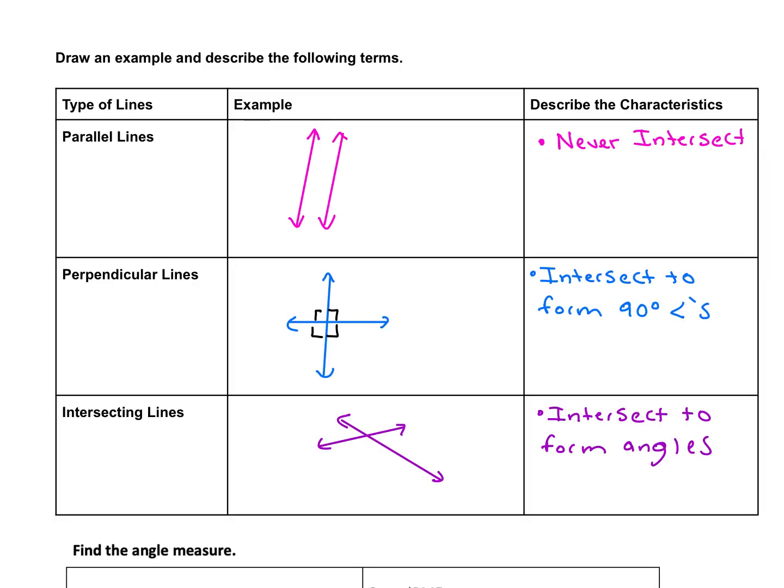Take a look here for parallel lines. Remember, they never intersect. What does intersect mean? Intersect means that they cross. Intersecting lines cross. Perpendicular lines, remember, form right angles. They intersect to form those right angles. And intersecting lines just cross to form angles.